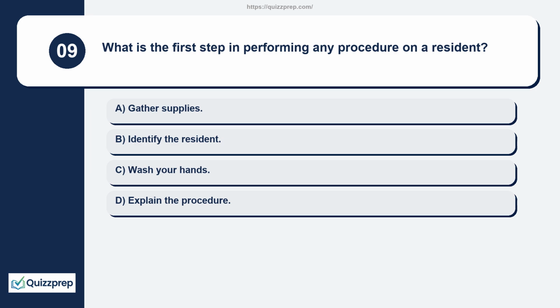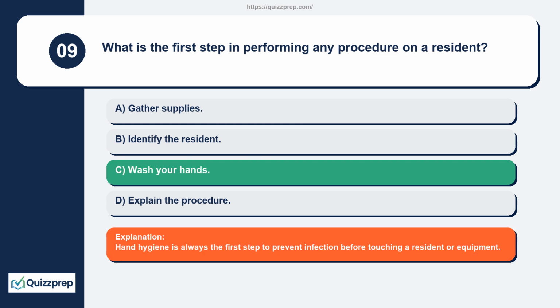Question 9. What is the first step in performing any procedure on a resident? Gather supplies. Identify the resident. Wash your hands. Explain the procedure. Hand hygiene is always the first step to prevent infection before touching a resident or equipment.